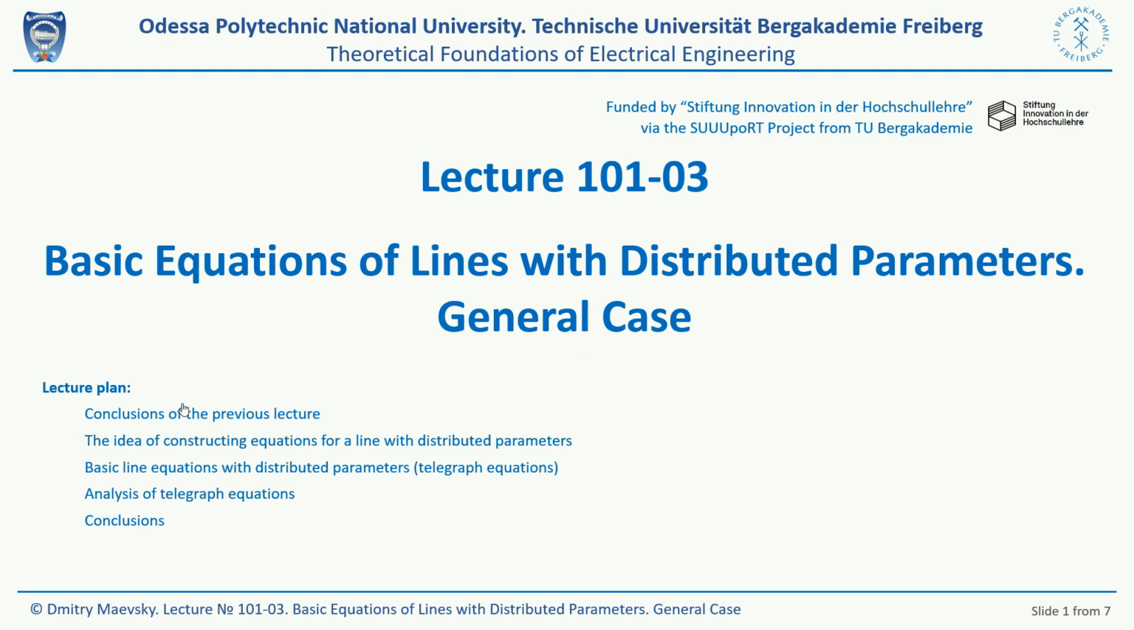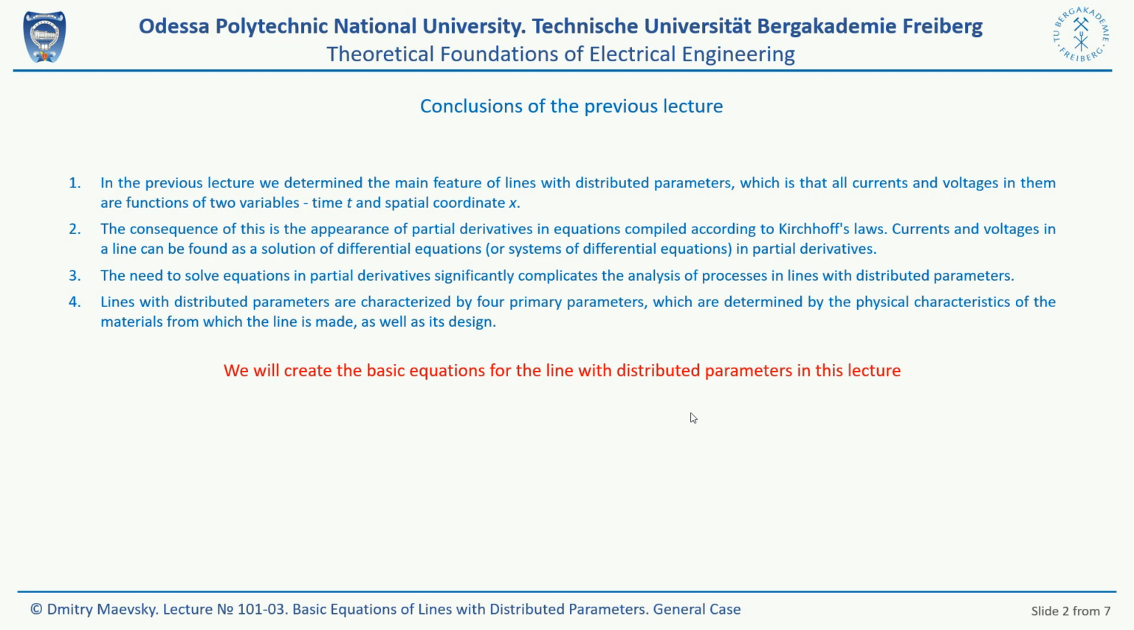Today we will briefly recall what we talked about in the previous lecture, get the basic equations of the line and analyze them. So let's begin. In the previous lecture we defined the main feature of lines with distributed parameters. All currents and voltages in such lines are functions of two variables, time t and spatial coordinate x.